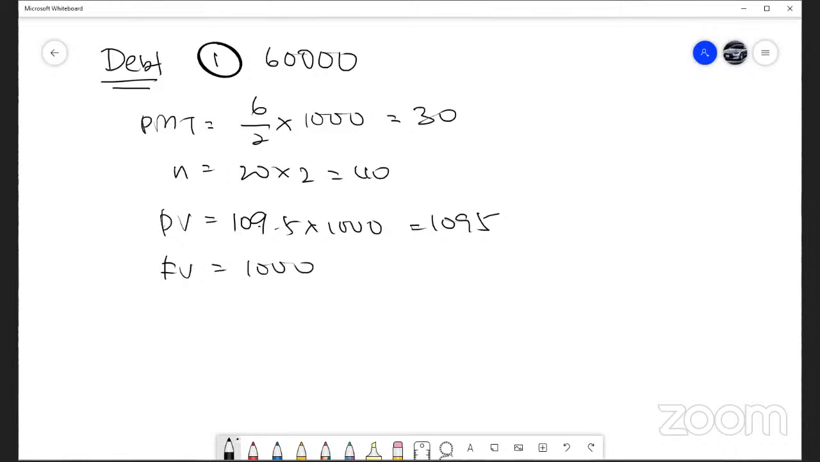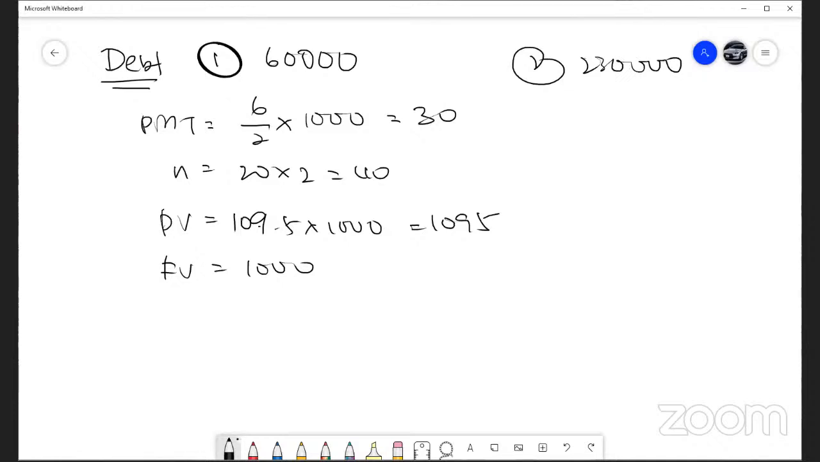Okay, the next bond, bond number 2, how many did they get? 230,000. Zero coupon bond with a price quote of 17.5 of par, 17.5 of par. And 30 years to maturity.